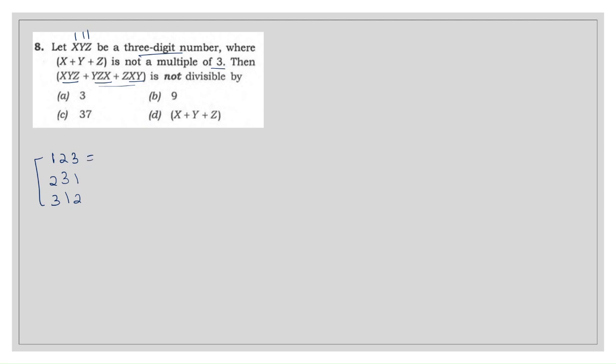Now we all know that the way in which we can write this number 1 2 3 is 100 into 1 plus 10 into 2, because 2 is present at the tens place and 1 is present at the hundreds place. And because 3 is present at the units place, we'll write 1 and then 3. So this is the way in which we can write this particular number, and so is the case for the others. So we need to write xyz plus yzx plus zxy.